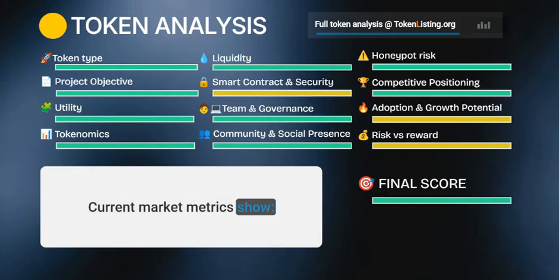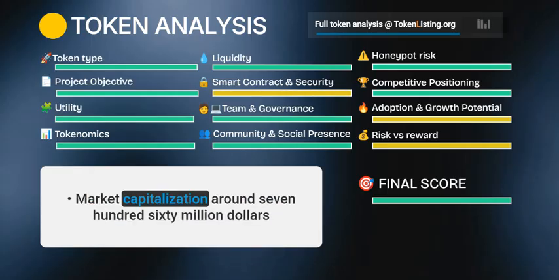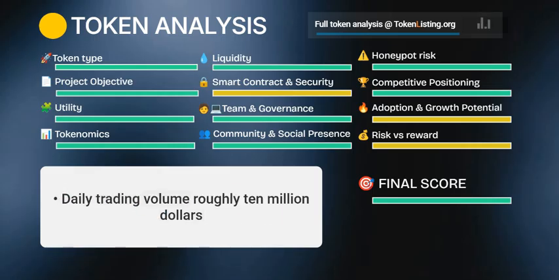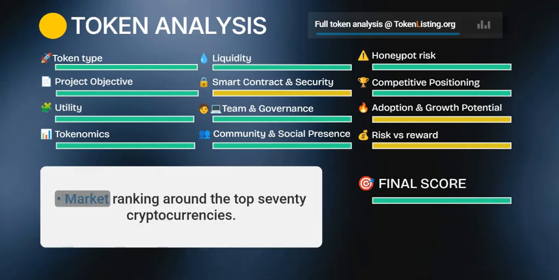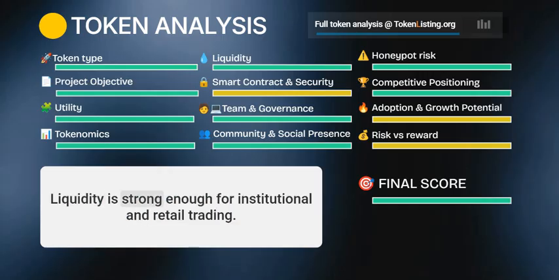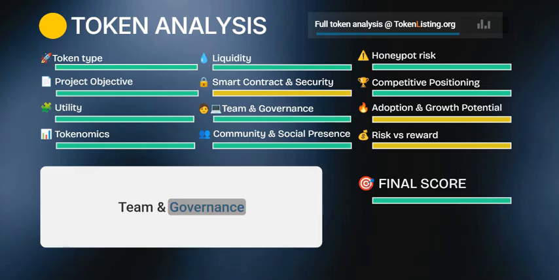Current market metrics show market capitalization around $760 million. Daily trading volume roughly $10 million. Market ranking around the top 70 cryptocurrencies. Liquidity is strong enough for institutional and retail trading.